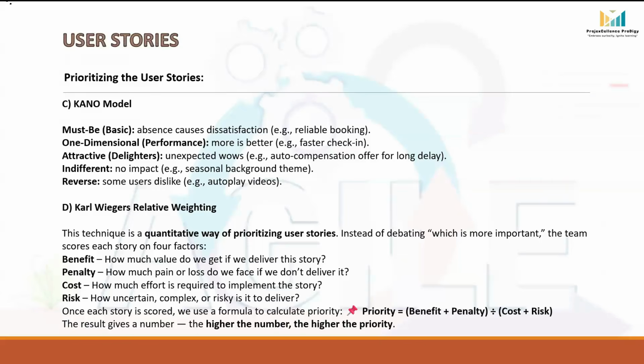Third is attractive or delighters. These are the pleasant surprises. Users don't expect them, so their absence doesn't cause complaints. But when they appear, they create delight.